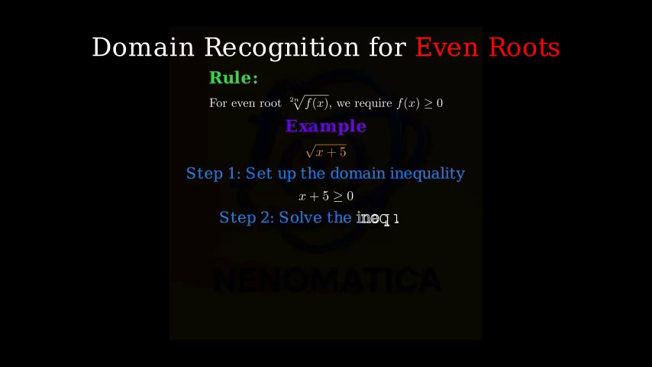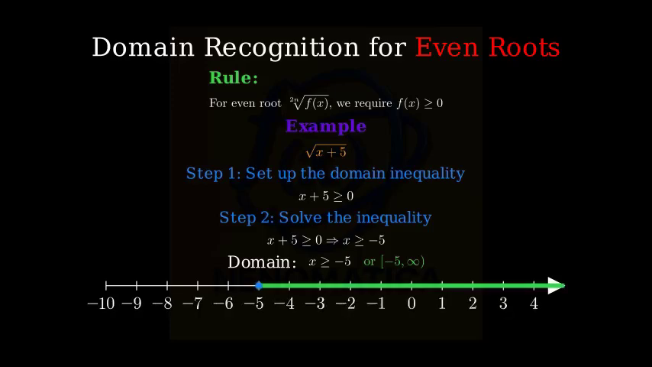Now, let's solve this inequality for x. Subtracting 5 from both sides, we get x is greater than or equal to negative 5. Therefore, the domain of the square root of x plus 5 is all values of x that are greater than or equal to negative 5. We can write this in interval notation as the closed interval from negative 5 to infinity.